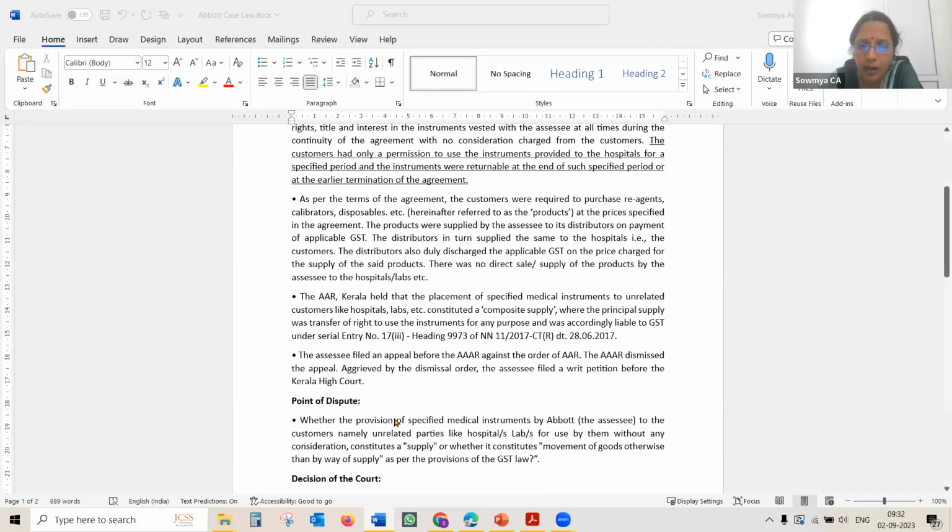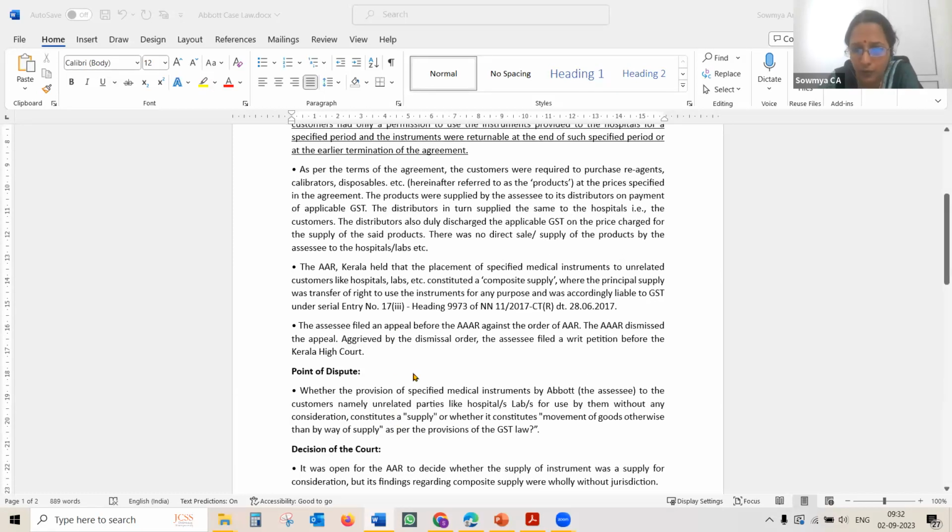Again, the assessee filed an appeal before the appellate authority for advance ruling against the order. The appellate authority dismissed the appeal. So that means they also agreed with the advance ruling authority, saying that it is a composite supply and everything has to be charged to tax together. So ABOT went to the Kerala High Court.